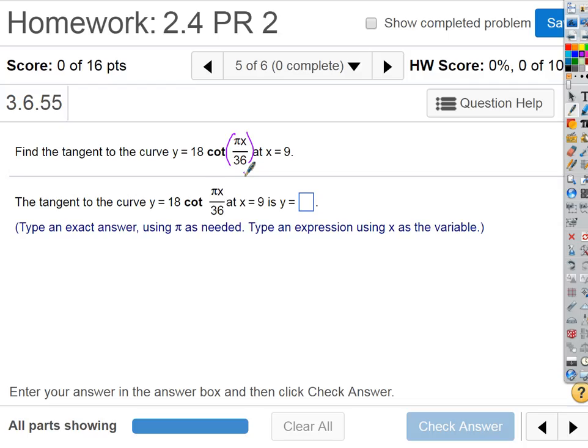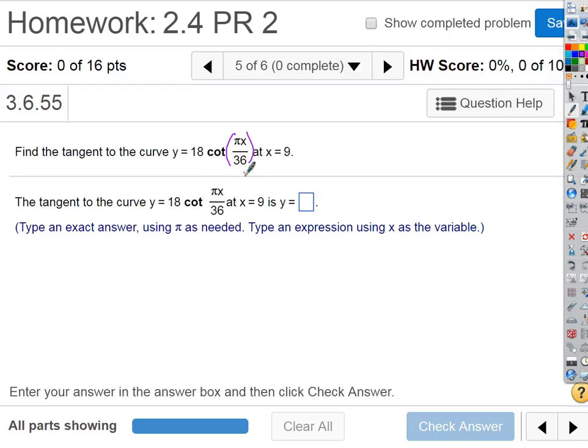I've got the derivative of cotangent, which is what? Secant? No. Negative cosecant squared of the quantity, right? And you gotta know those. We're gonna do a little quiz with that. I better get that going.